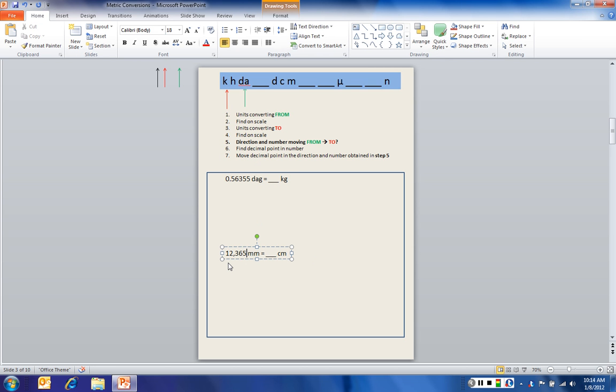Where's the decimal point in this 12,365 millimeters? Well, if it's not written, it's implied obviously that it's right there. So we're going millimeters to centimeters, simply 1 to the left. So take that decimal point and put it right there, get rid of the comma to make sense. 1,236.5.